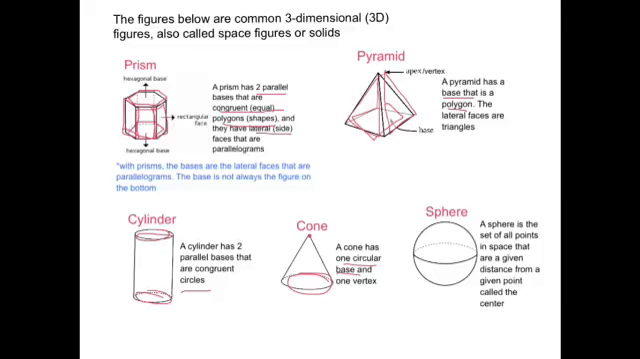And then we have a sphere, which is a set of all points in space that are a given distance from a given point called the center. Which sounds confusing, but what it's basically saying is that in this sphere, or basically three-dimensional circle, we have a center, and the sphere is made up of points that are all an equal distance away from the center.